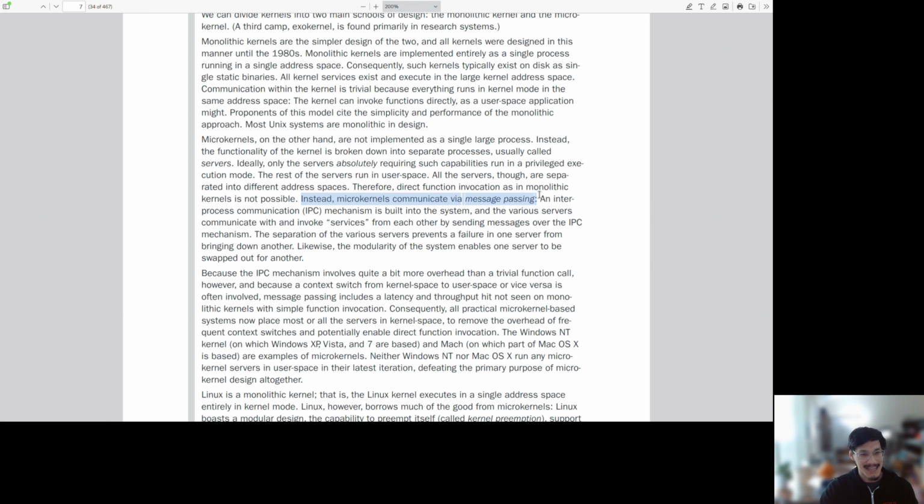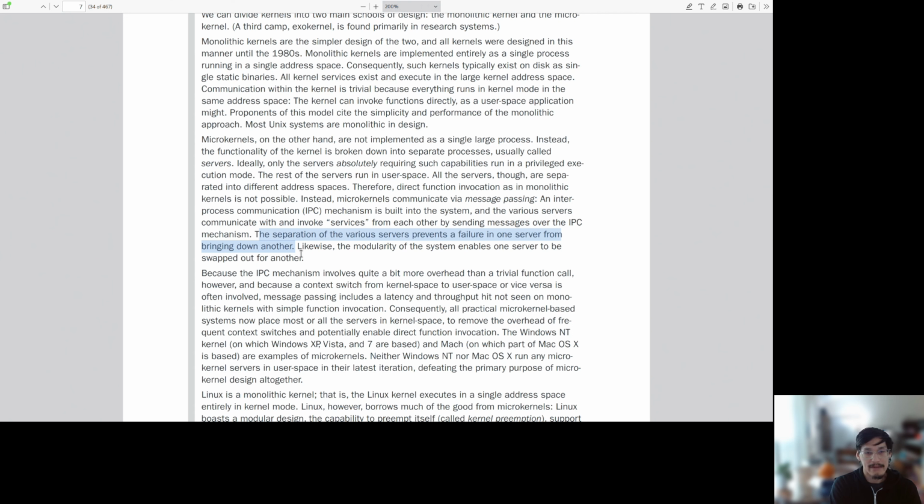Okay, so an inter-process communication (IPC) mechanism is built into the system, and the various servers communicate with and invoke services from each other by sending messages over the IPC mechanism. The separation of the various servers prevents a failure in one server from bringing down another. So if one program in a microkernel crashes, it's not going to crash the system. Versus if you have a monolithic kernel and it crashes, of course it's going to crash the entire system because it's only one binary.